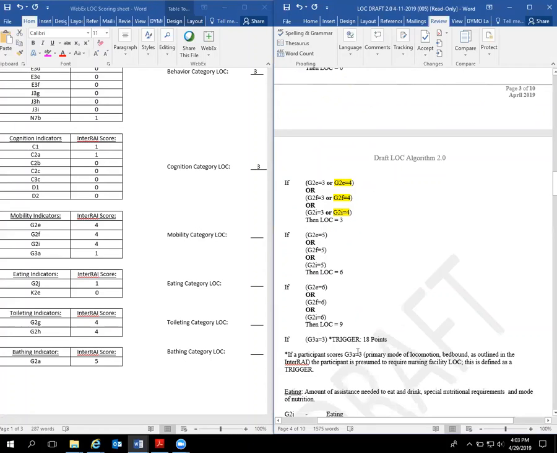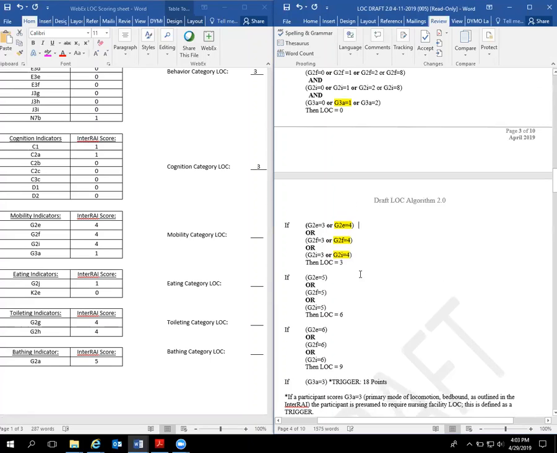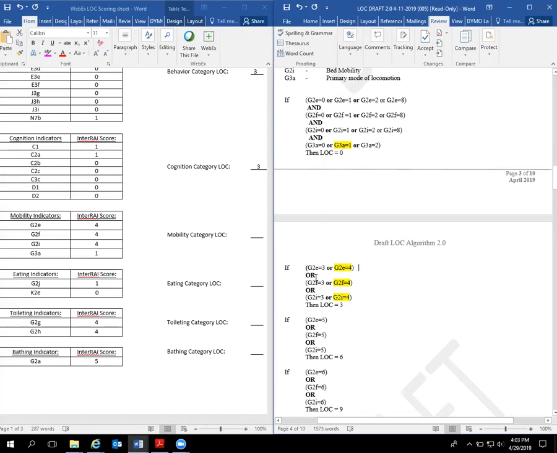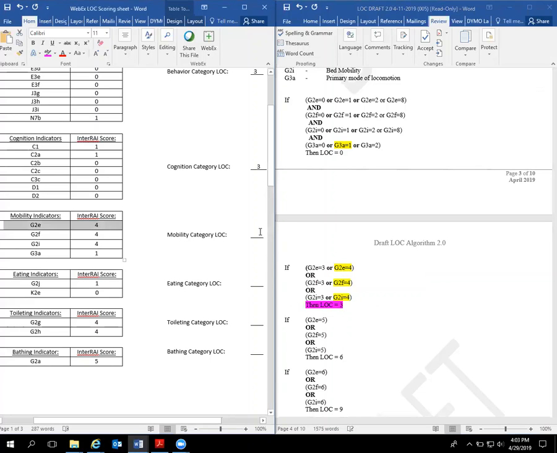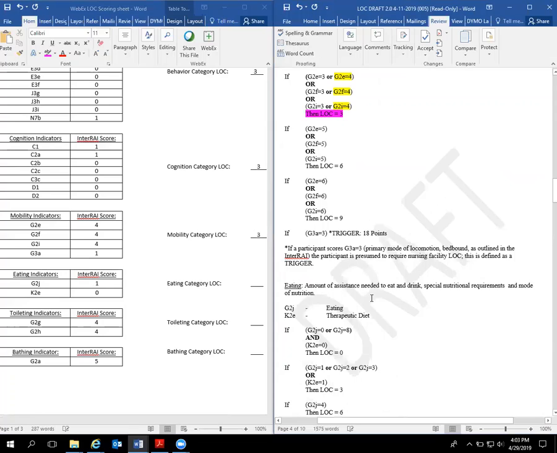And if we scroll down, we see that the participant does not meet the requirements for the trigger. The participant does not meet the requirements for a 9. The participant does not meet the requirements for a 6. The participant does meet the requirements for level of care equals 3, because the requirements for level of care equals 3 are that any of these 6 indicators be highlighted. And since that is true, this participant scores a 3 for their mobility level of care score. So I'll put 3 here on the worksheet and move on to eating.